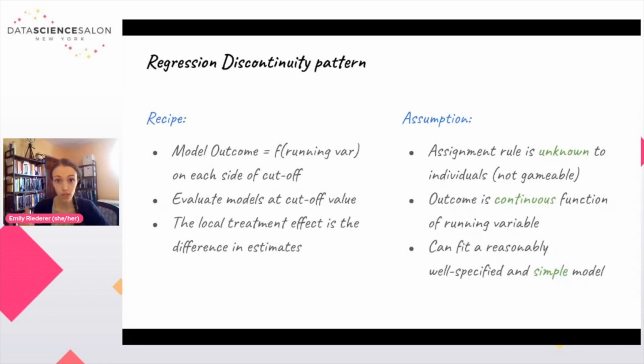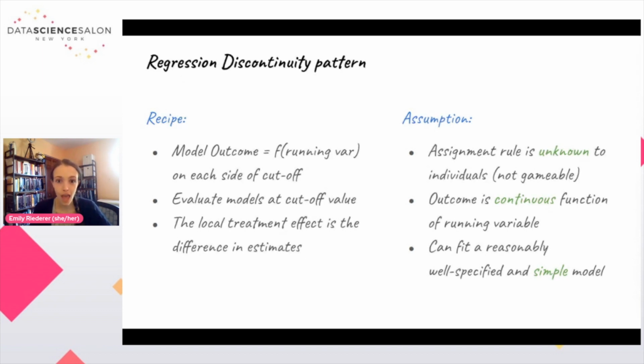So the basic regression discontinuity formula is to first model that outcome with respect to the assignment variable on each side of the cut point. Next, we can evaluate those two models at the cut point value and use the differences in predictions between the two model outcomes as the local treatment effect. To make this work, the assignment rule must be unknown to the treatment subjects, so they're not able to game it and decide which side of that line they ended up on.